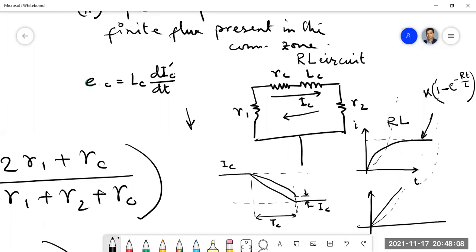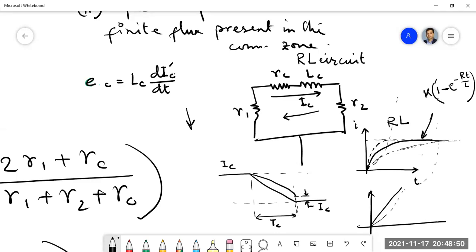If there is a lower value of inductance, the current will reach faster. If the inductance value is very high, it will take much more time to reach this value. You can also infer that from the expression e to the power minus Rt/L, where L is in the denominator. So if the value of inductance is less, it will reach faster. If the inductance value is high, it will reach slower.